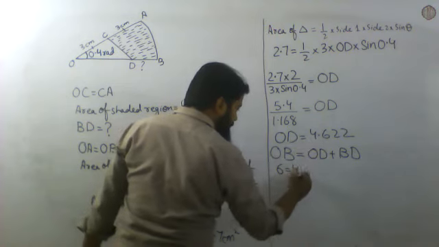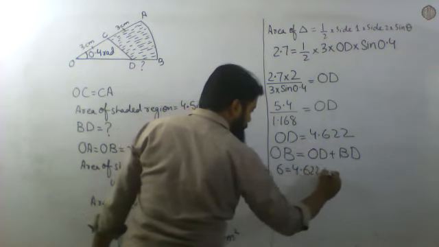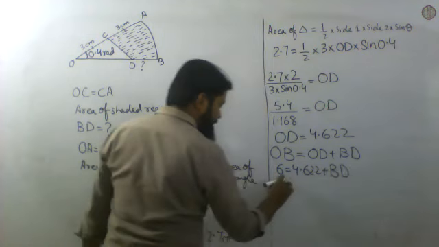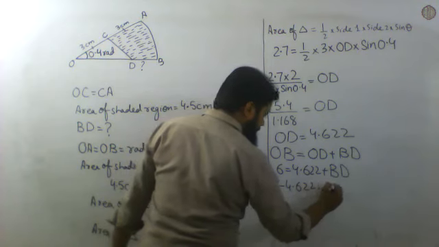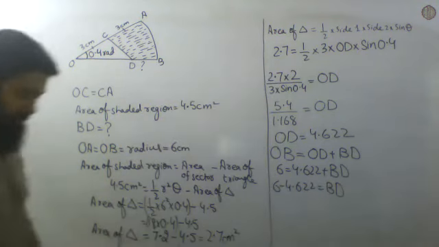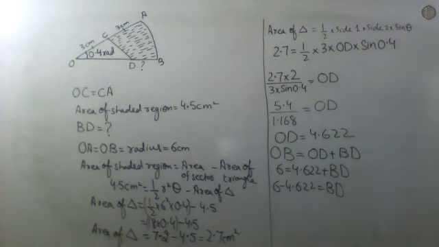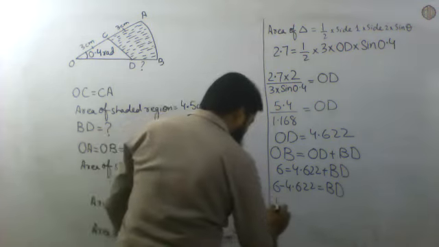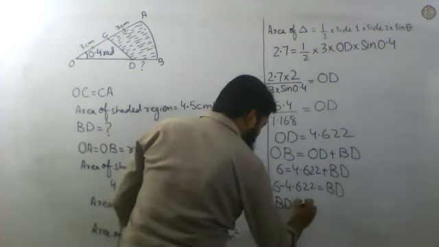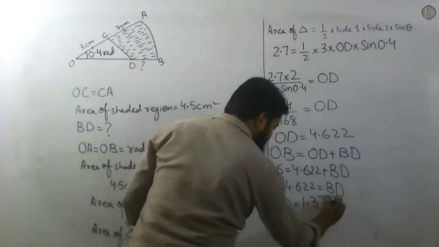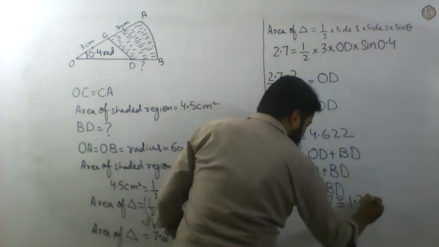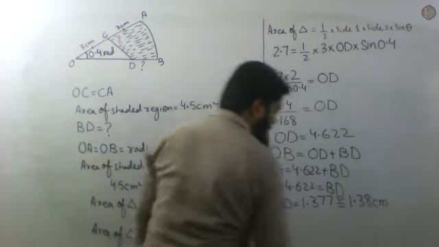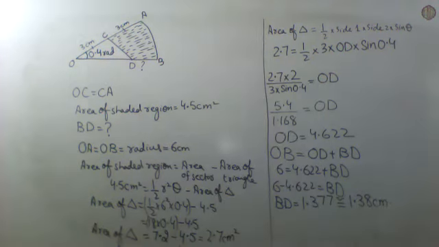OB is given 6. This is given 4.622 plus BD. Shifting it over here, 6 minus 4.622 equals BD. And when I simplify it, what is the result I am going to get? The result I am going to get is BD equals 1.377, which I can round off to 1.38 centimeter, and that will be your final answer.